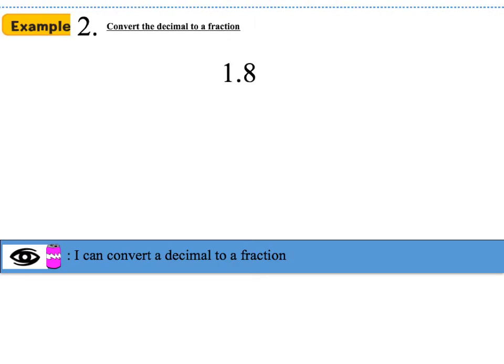For example 2, it's asking me to convert this decimal into a fraction. So the difference with this one is that now it has a whole number, we're still going to do the same exact steps that we did before. So let's take a look at the number behind the decimal spot, and that is my numerator. So 8 becomes my numerator, and I'm going to ignore the whole number for now.